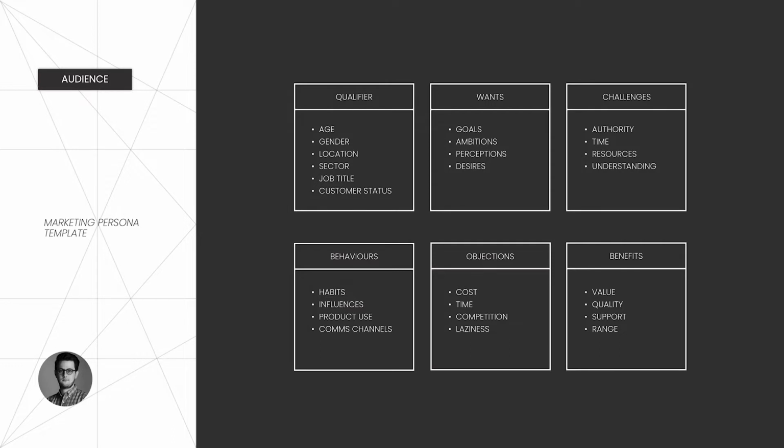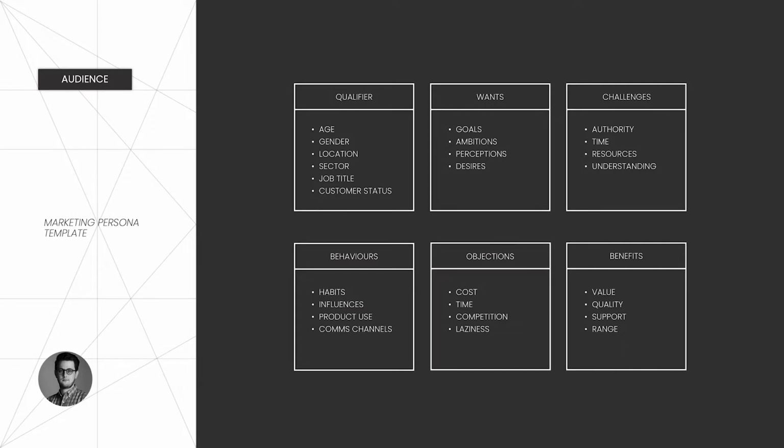That could be personal things such as authority. Maybe they don't have the decision-making power to affect the change that they want to. Maybe it's resources, budget, headcount, whatever it might be. Potentially from a B2C perspective, it could be more macro. So it could be lockdown conditions preventing me from traveling or going to hotels or restaurants or whatever it might be. But those are the challenges that your audience face.